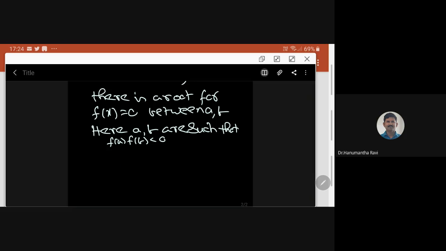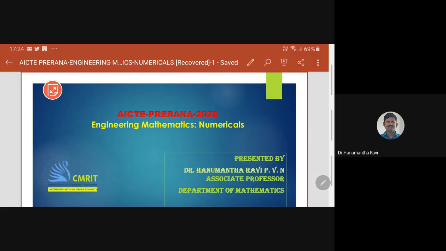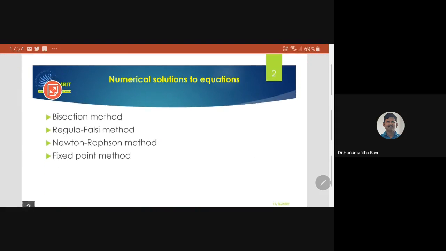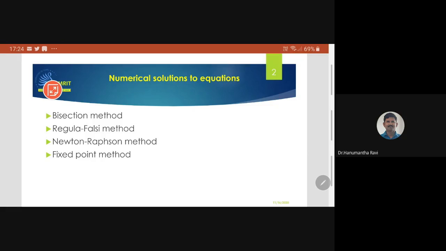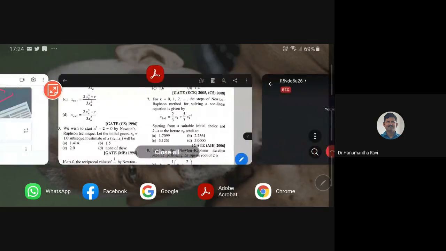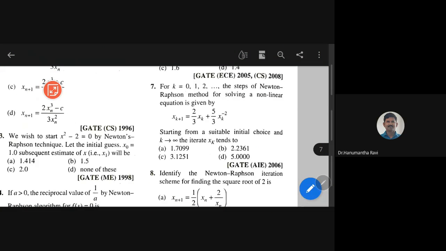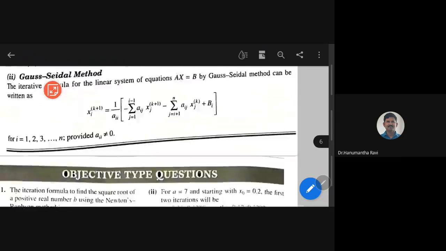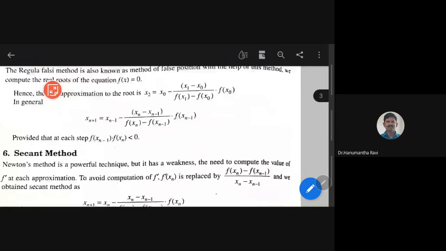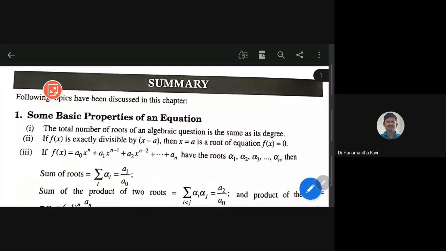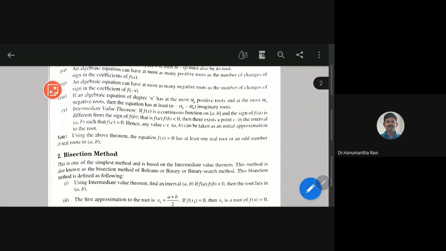So now see, when it comes to finding approximate roots, we are discussing numerical solutions to equations. Then we have four methods. One is known as the bisection method, another is the regula falsi method, the third one is the Newton-Raphson method, and the fourth one is the fixed point method. So quickly, if you go to this, everything I have discussed.